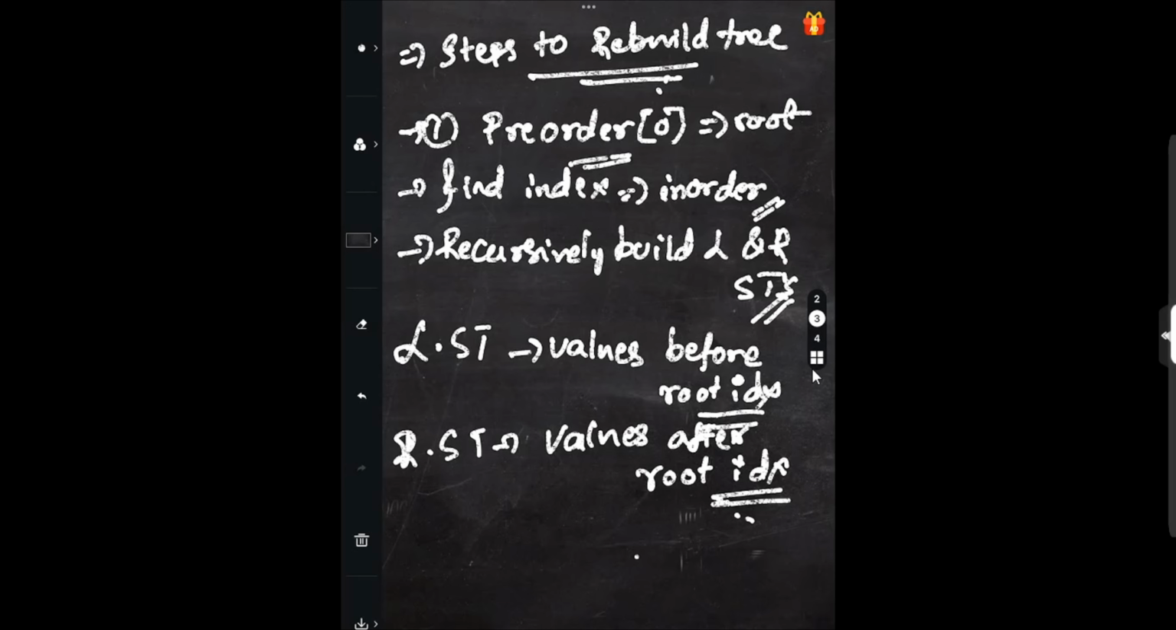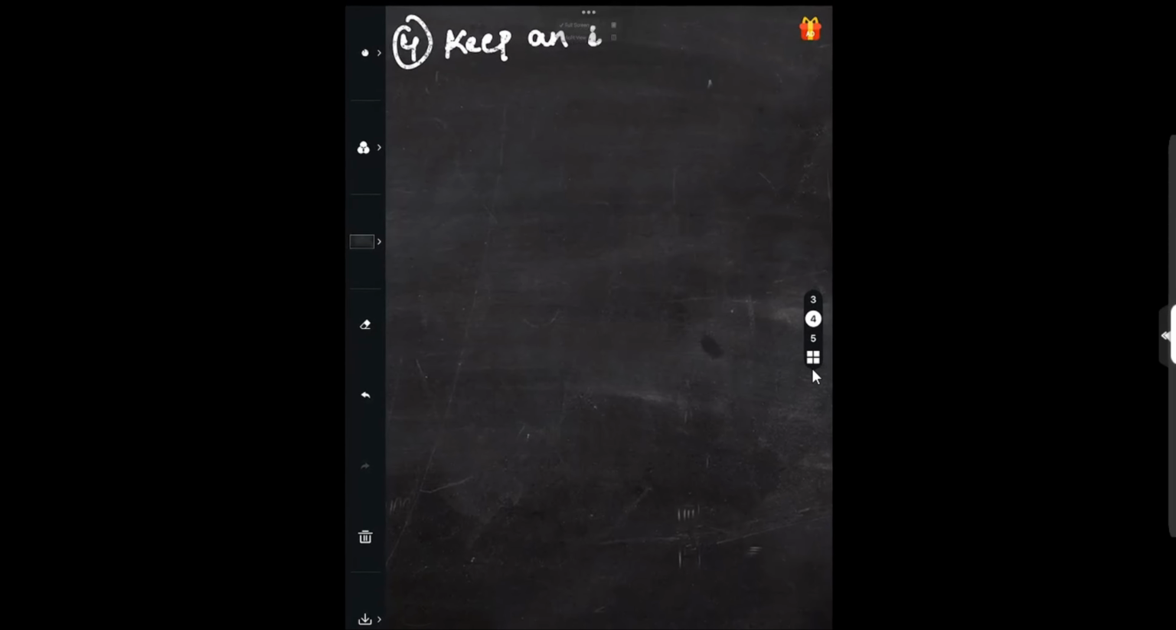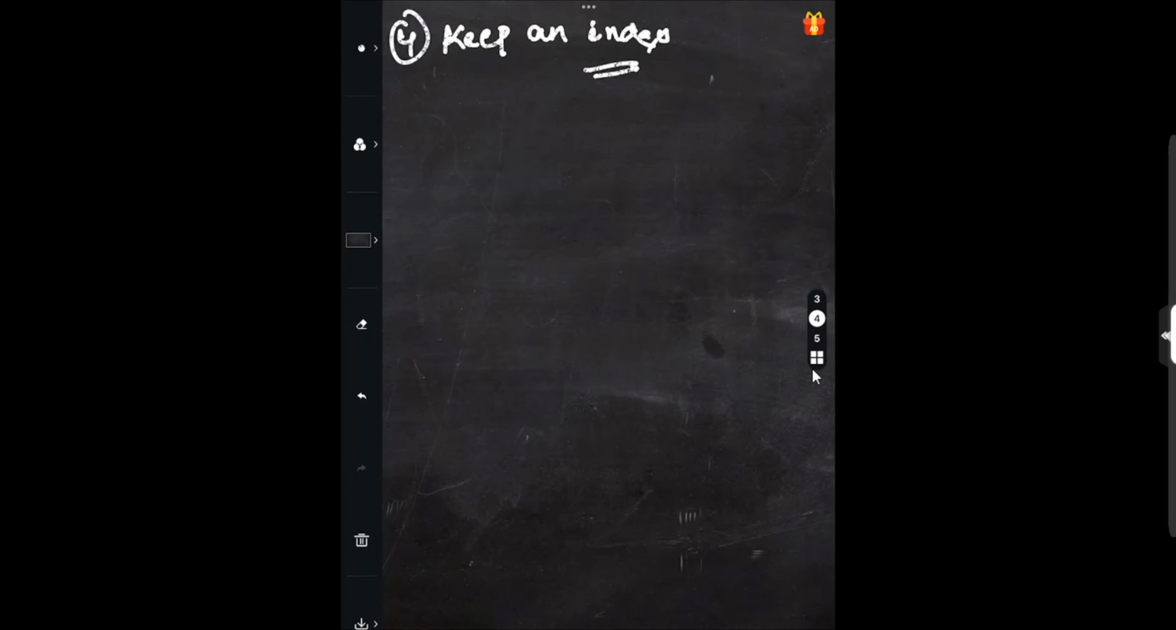So why are we considering this? Because we are recursively building the left and right subtree, right? So this is the step. We have seen the first step, second step, and the third step, right? This is for the third step. Then let's move on with the fourth step. After recursively building the left and right subtrees, we have to keep an index. This is important. Why are we doing this? We have to keep an index just to track the next root in preorder. This is fine.